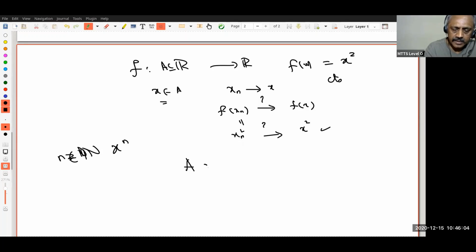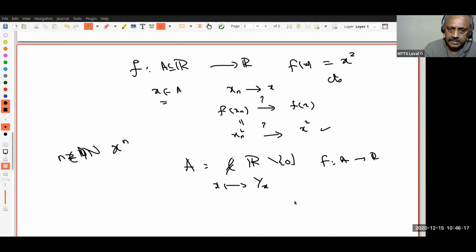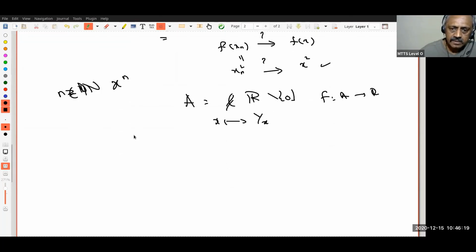Now let me look at A equal to, let us say, R minus the singleton 0. And what is my function? x going to 1 by x. So f is from A to R. It's actually R star, but anyway. Is it continuous? Let us fix x in A. I want to check continuity of f at x. What do I have to check?